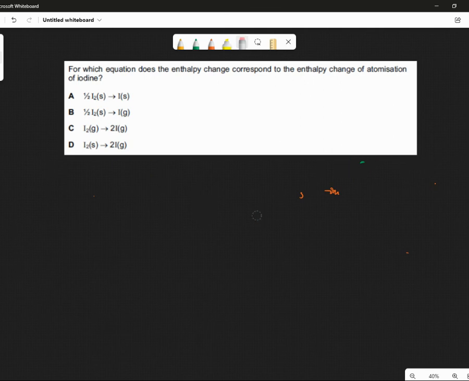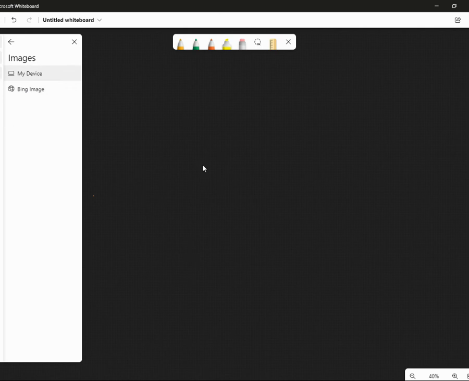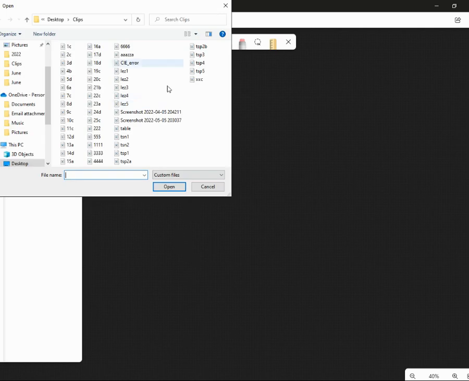Okay, so let me get rid of this rubbish. Oops, and get rid of this one. This new whiteboard, as I say, is a real pain. The old whiteboard was much nicer, much quicker to use. And for some reason, Microsoft updated it to this one, which is a pain to say the least.